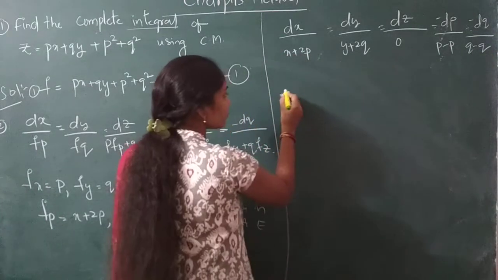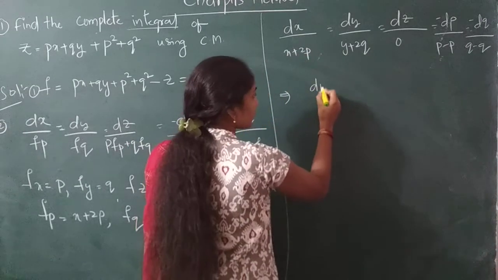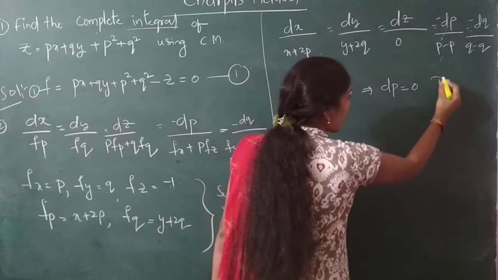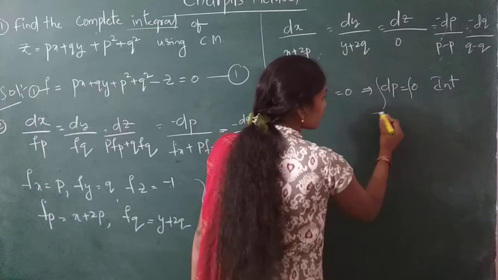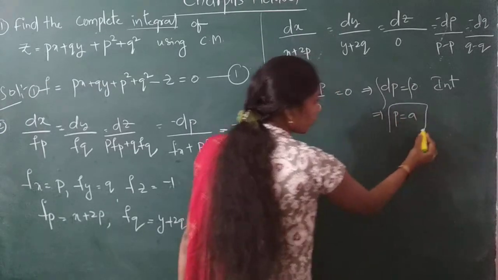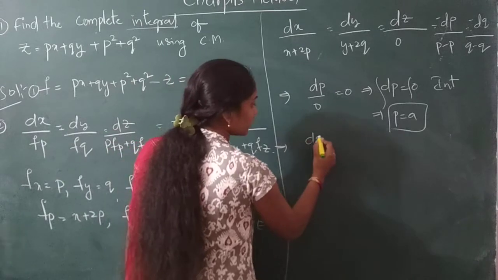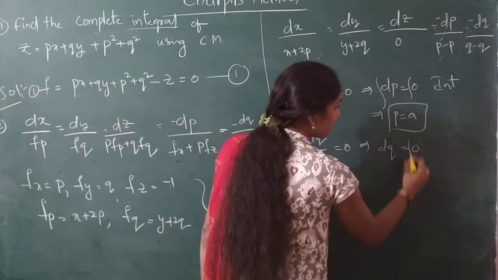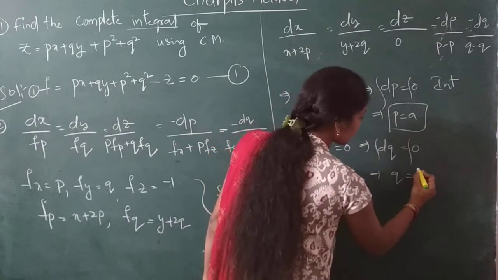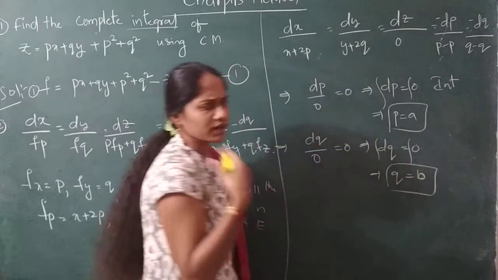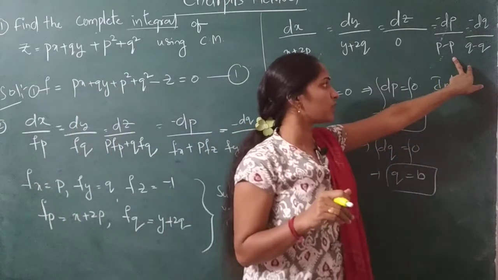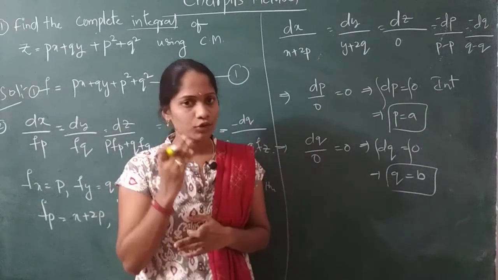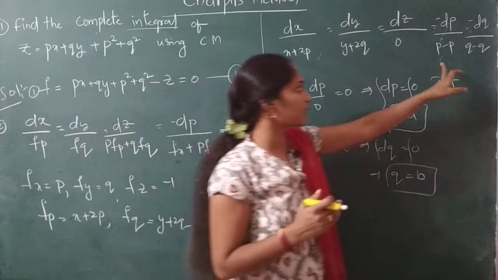So what happens here? If I take these two fractions, dp by 0 is equal to 0. That is, dp is equal to 0. Apply the integration on both sides, which gives p is equal to a. Got it? If you take the other fraction, dq by 0 equals 0, that is dq is equal to 0. Apply the integration, which gives q is equal to some other constant b. You can take any constant. Why did we take these, madam? For an easy simple equation, because I want to find the values of p and q. For that reason I am taking these two equations, right?